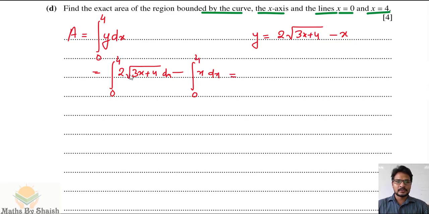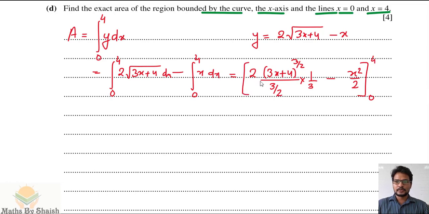So the integration of this, since it is root, means power 1 by 2, so it becomes 2 (3x plus 4) to the power 3 by 2, that is 1 by 2 plus 1, and then divide by 3 by 2. Then we will again divide by the differentiation of 3x plus 4, that is 3, and minus x squared by 2. So we have the limits now to substitute. 2 twos are 4, so it is 4 by 9 (3x plus 4) to the power 3 by 2 minus x squared by 2.